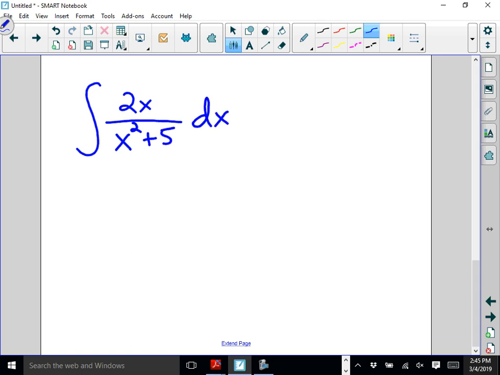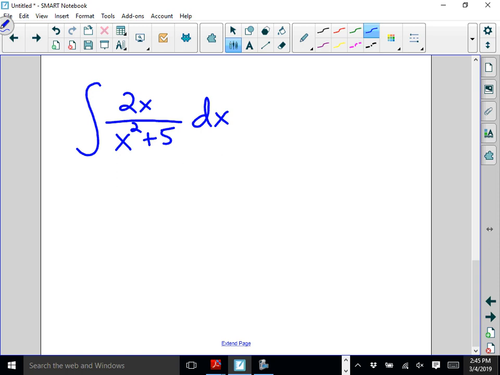Okay? So I'm going to try and solve to find an antiderivative, right? I'm doing the integral of 2x over x squared plus 5 dx. Now on the surface, this looks really challenging, right? And remember, there's no quotient rule of integration or product rule of integration. So if it's not immediately obvious what the answer is, then I'm going to try our next method, which is to use substitution.